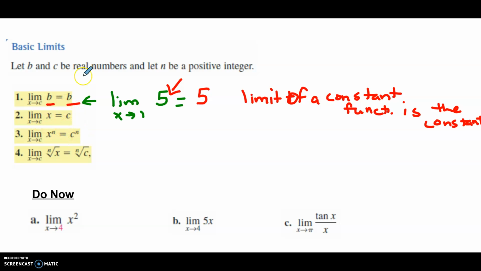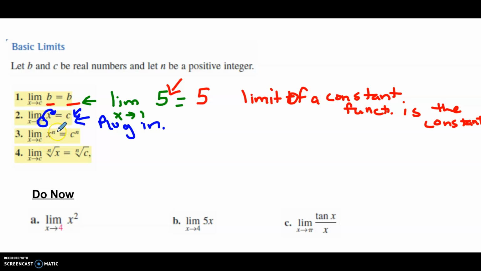For number 2, if we look at that one, this is just saying the limit as x approaches c for the function x is c. You're going to plug in that c into that function. So literally you're replacing x with c, so that's why your limit is just c. This is your just typical plug in. Okay. And then 3 is also a plug in.